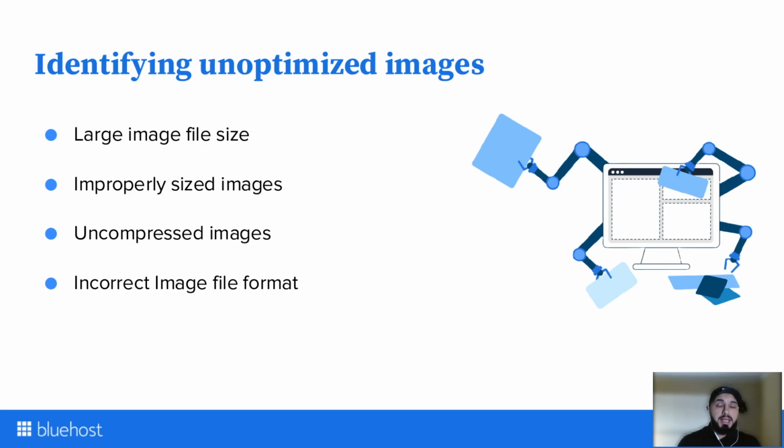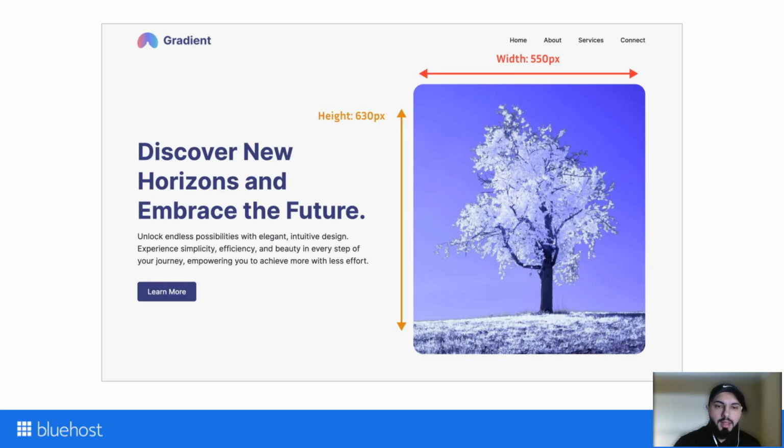Also, improperly sized images, so images that don't fit their container. Uncompressed images carry metadata that's unnecessary for the web. Also, incorrect image file format. We're going to take a look at each one of those items in depth here in a second. So here's an example.